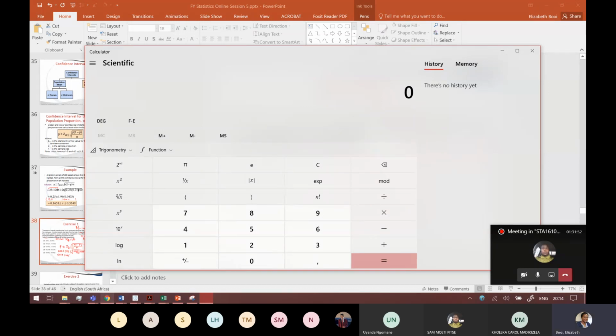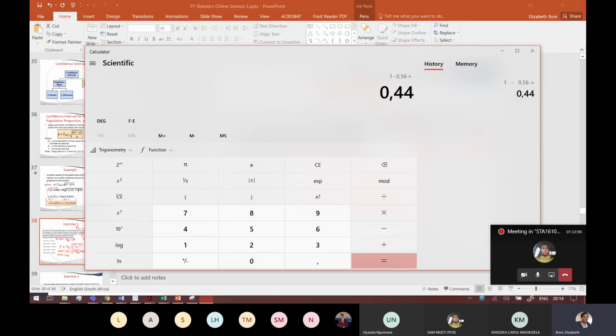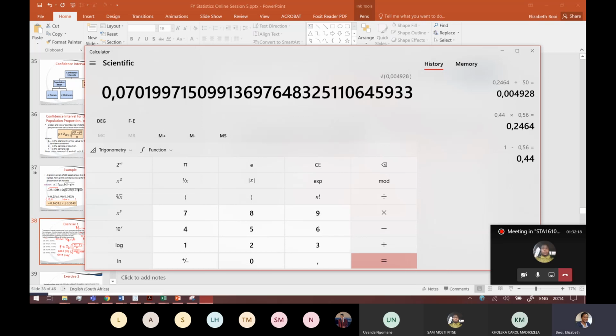So we have 1 minus 0.56, times 0.56, divide by 50, equals, and I must take the square root of the answer. The square root of my answer is equal to 0.0070, some odd number there.